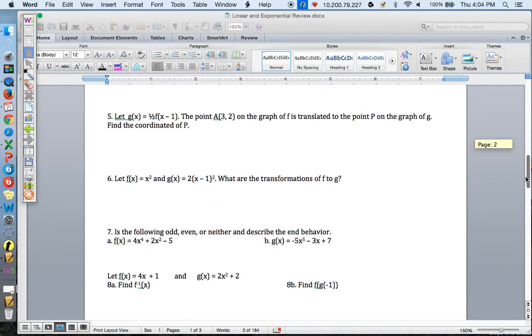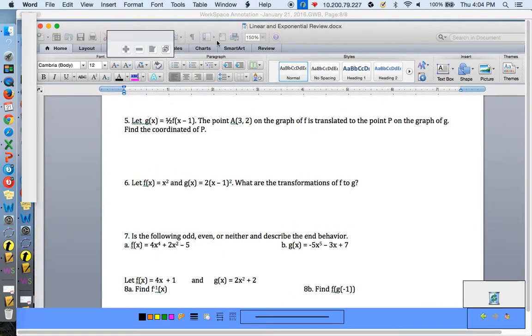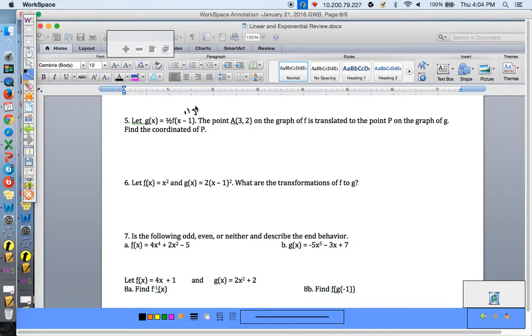So on the back side here, let's take a look at some of these. The graph is translated. Well, what happened? This is to the right 1, and this is half some value, and it's the entire thing. So that's half our y value. So to the right one would be 4. Half our y value would be 1.